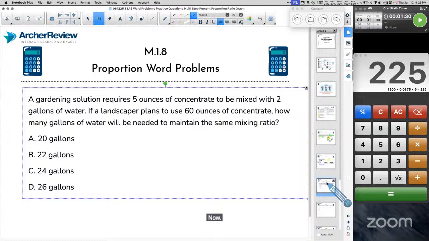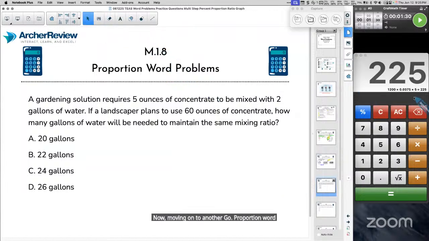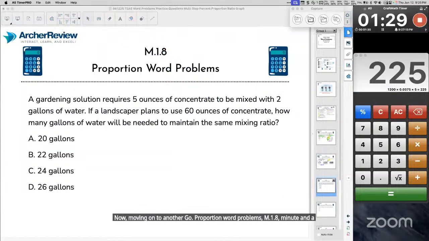Now, moving on to another goal. Proportion word problems, M.1.8, minute and a half, try it out.